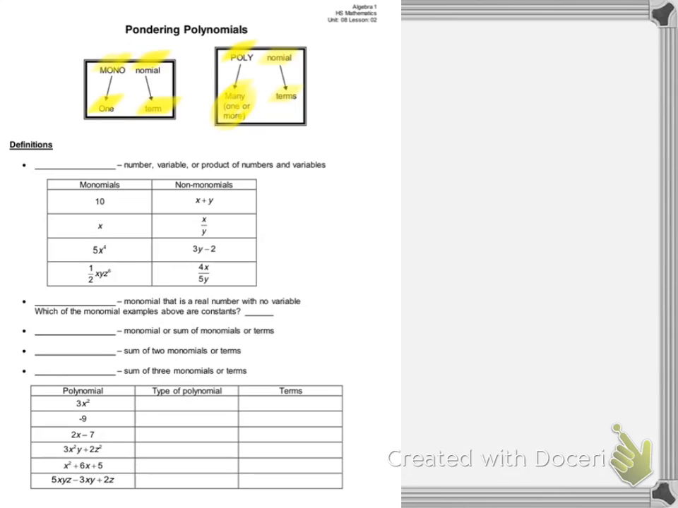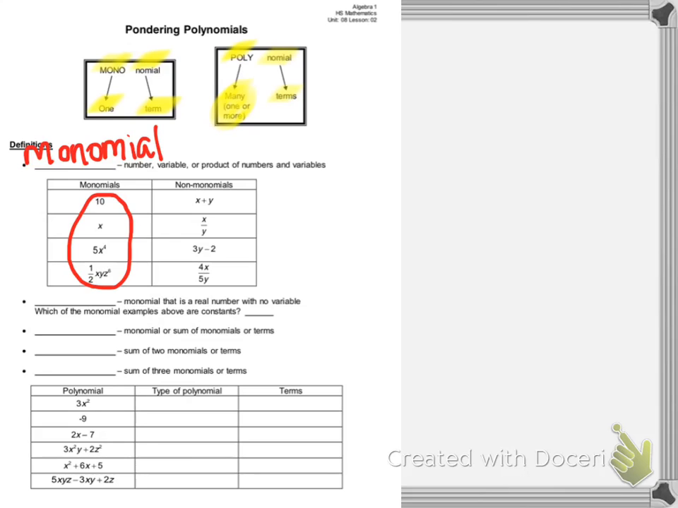It says blank is a number, variable, or a product of number and variables. That is going to be a monomial. So a monomial is a number, variable, or a product of numbers and variables. Okay, these right here are all examples of monomials. If you notice, they're just one term. Okay, they're just multiplying one term.